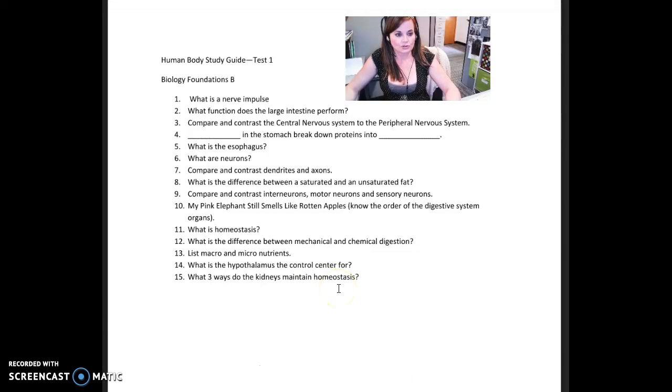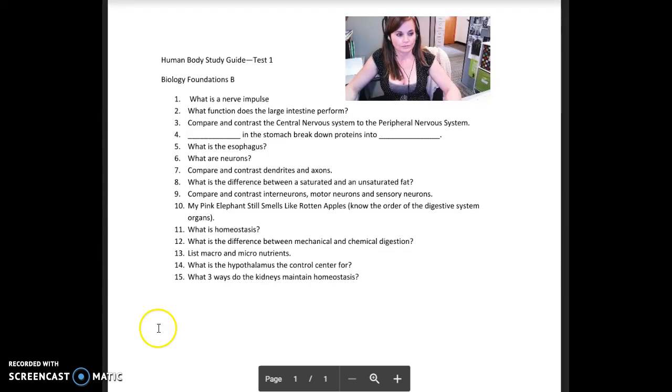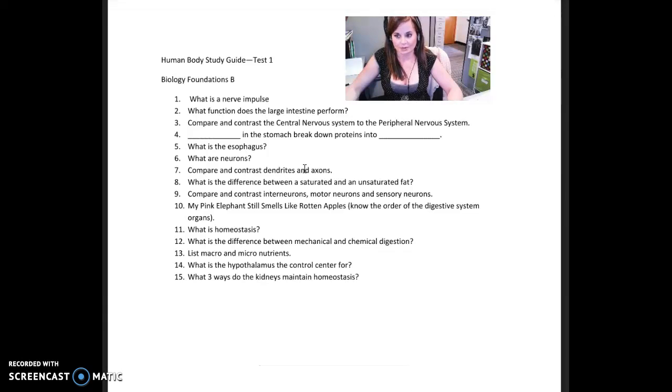It says, compare and contrast the central nervous system to the peripheral nervous system. The central nervous system is made up of the brain, the brainstem and spinal cord. So that's at the center of your body, right? The peripheral nervous system is all the nerves that come out from there. The central nervous system is made up primarily of interneurons. The peripheral nervous system is going to have sensory and motor neurons.